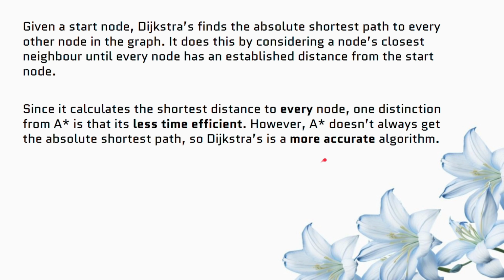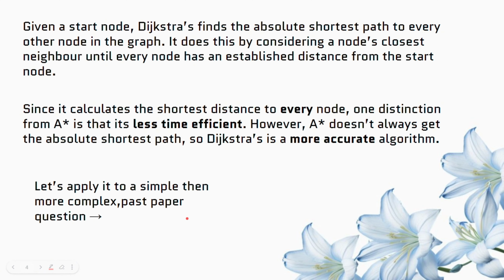So there's a bit of a spectrum going on, right? We have accuracy, and we have time efficiency. And you can't have both. You can have one or the other. So you kind of have to sacrifice time efficiency for more accuracy. Let's apply this to a simple problem and then a more complex past paper question. Ooh, big boy past paper question.